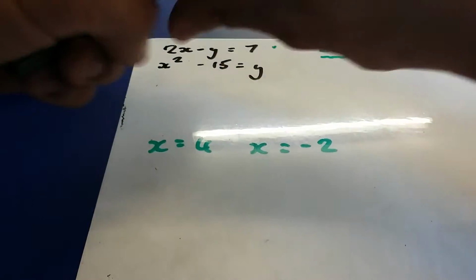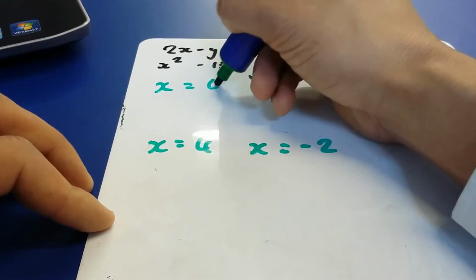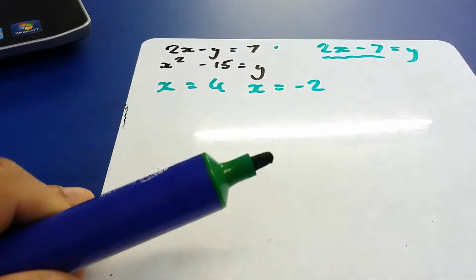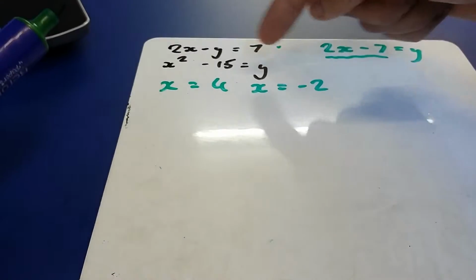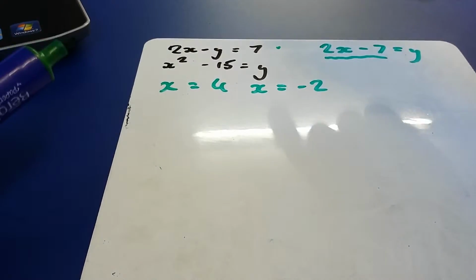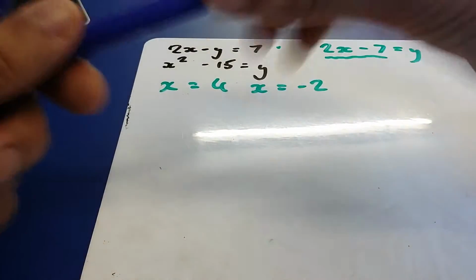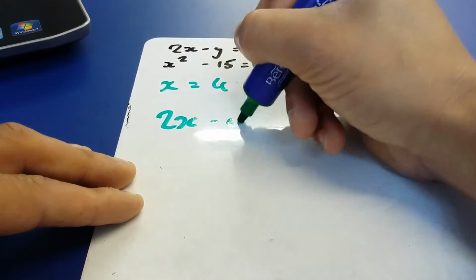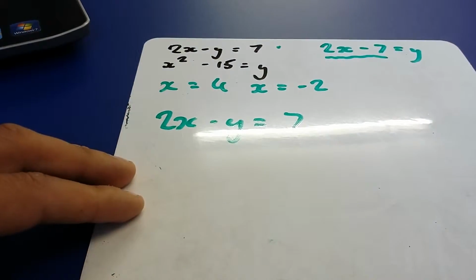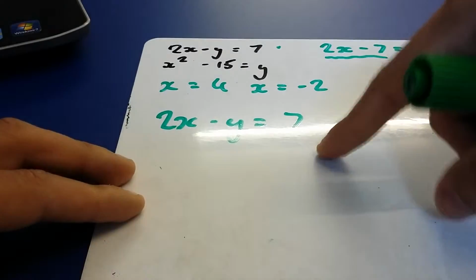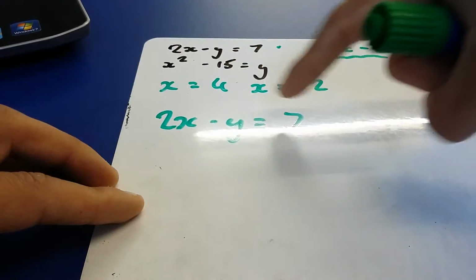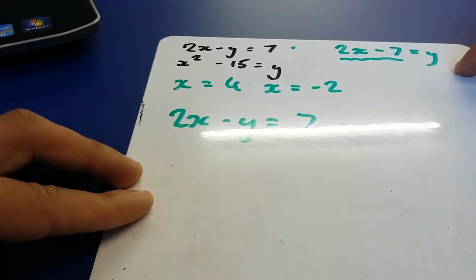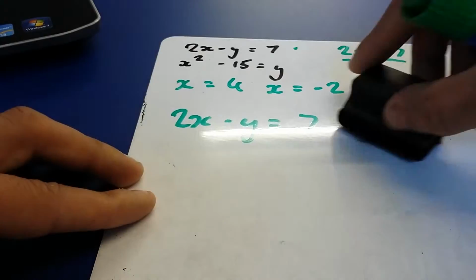Okay, so if I just rewrite it up here, so I know that x is 4 and x is negative 2. So what I'm going to do now is pick one of these equations and substitute these values for x in. So I'm going to do it for the top one. So 2x minus y equals 7. Now, what I remember here, if I substitute the values of x in, I'm going to get a negative value of y. So I might even just look at this top equation here. It might be easier for me to do that because I'm going to get a positive value for y.